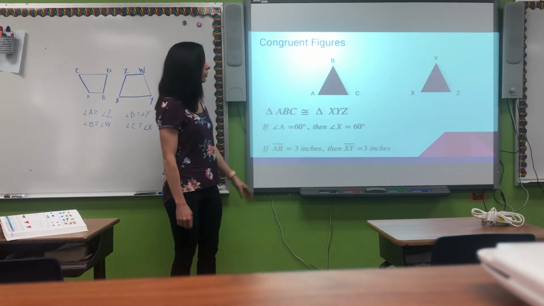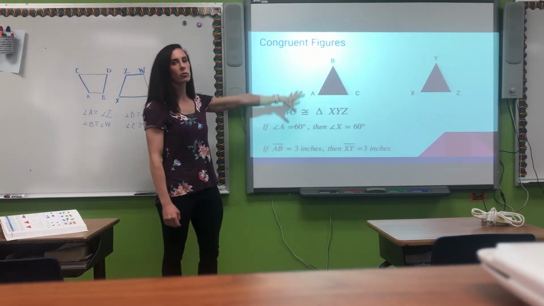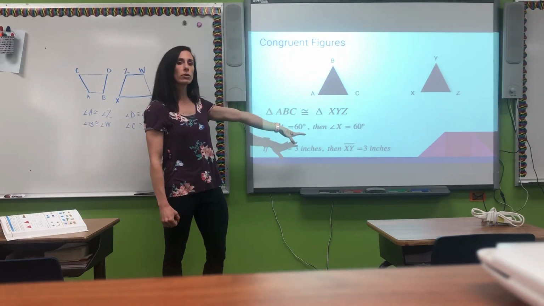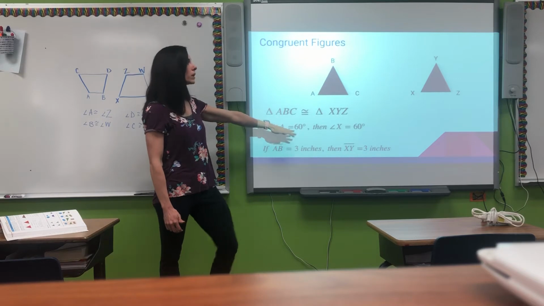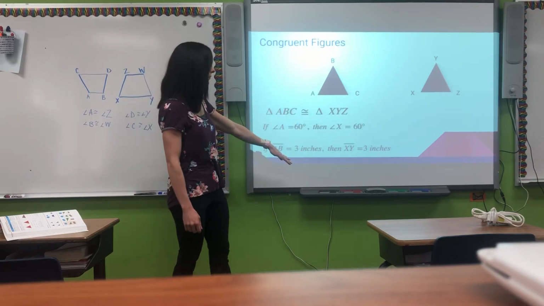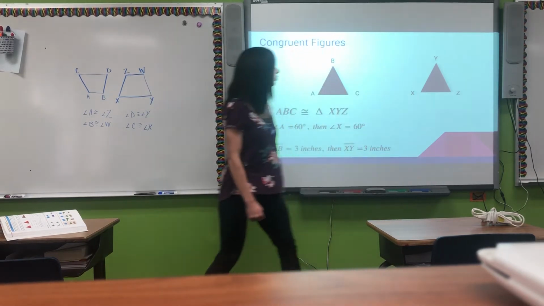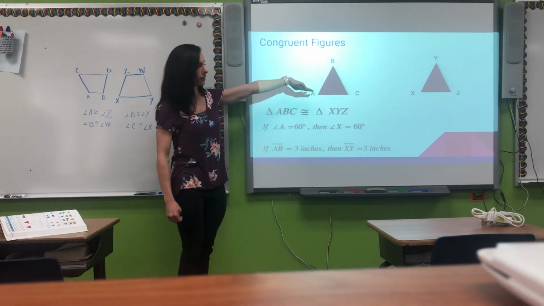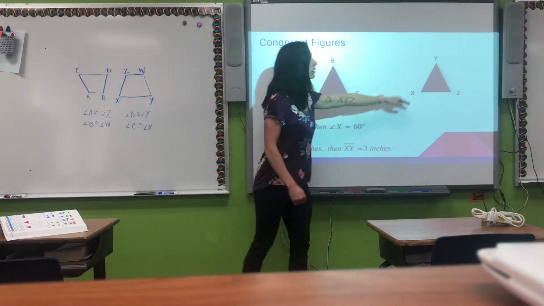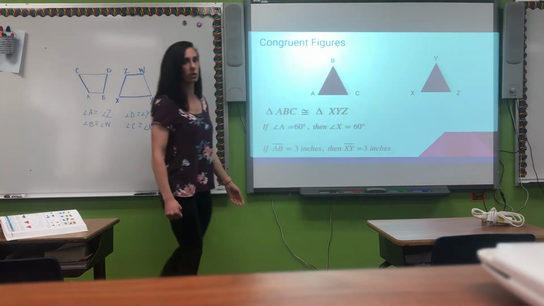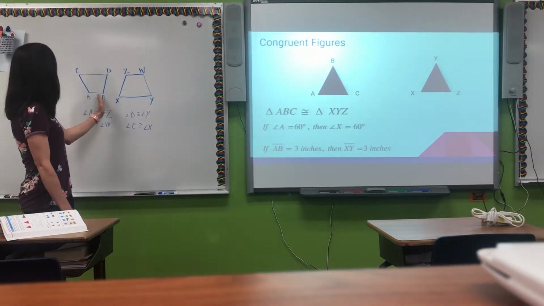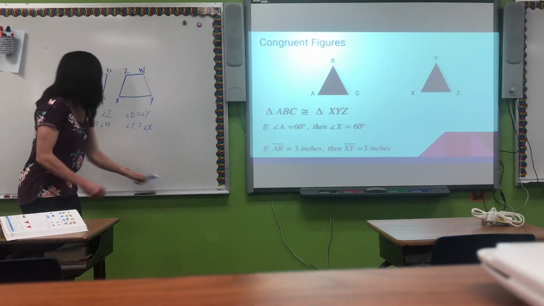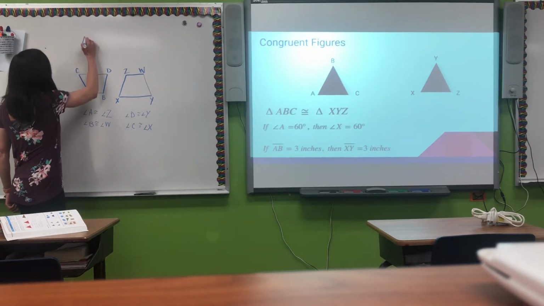All right, so here again, this is really a very similar thing. You don't need to redraw your pictures, but I do want you to write this. So because we said angle A and angle X are congruent, that means if angle A is 60 degrees, angle X is also 60 degrees, right? Same thing here. If we say that side AB is 3 inches, here's how we would write that.